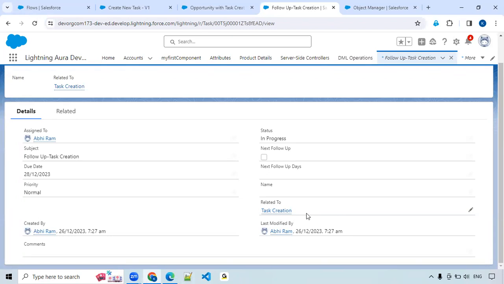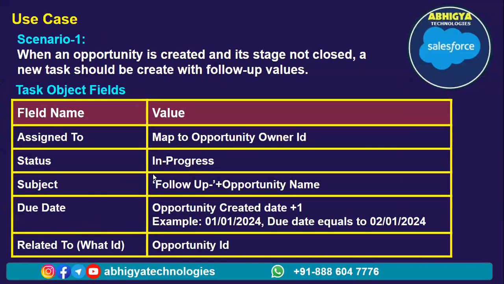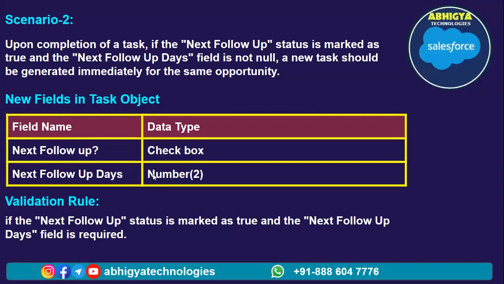So like this, we have implemented flows. Here we have two scenarios. Scenario one: at opportunity creation time, we immediately create a task. Another scenario: when the task is completed, we immediately create another task. Okay, so I hope it's clear how we are going to create effective flows for real time using the flow builder. Thank you guys.